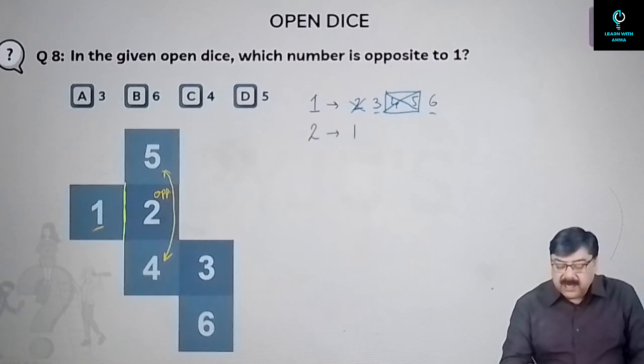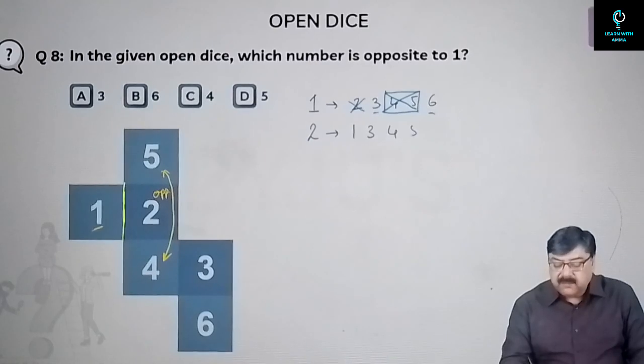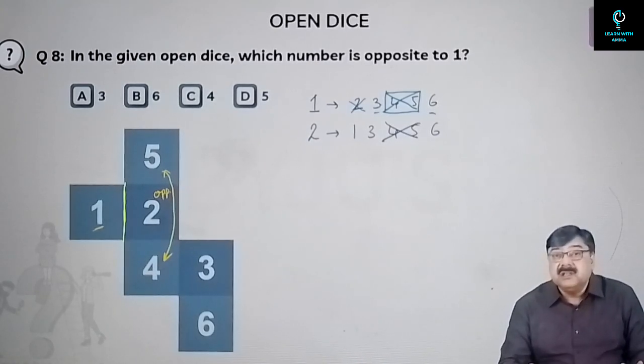Well, it could be 1, 3, 4, 5, 6. Just now we found out 4 and 5 are opposite each other, so they cannot be opposite 2. Now 1 is adjacent to 2, so 1 cannot be opposite to 2.